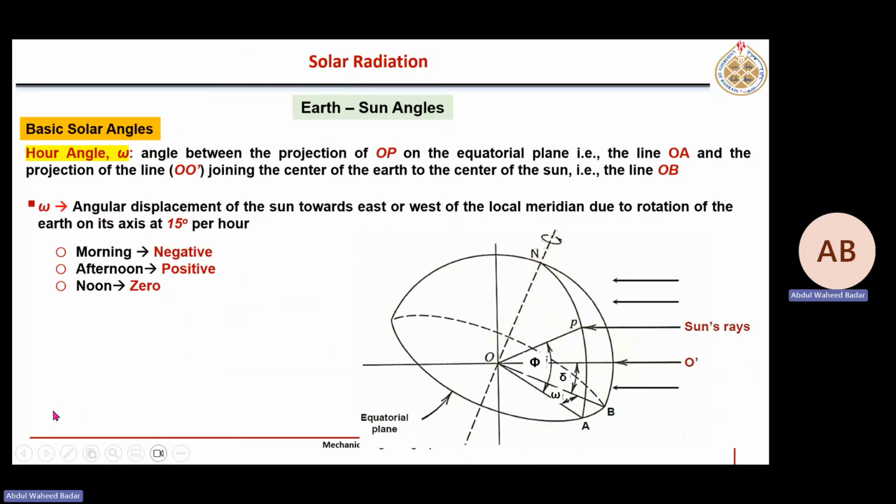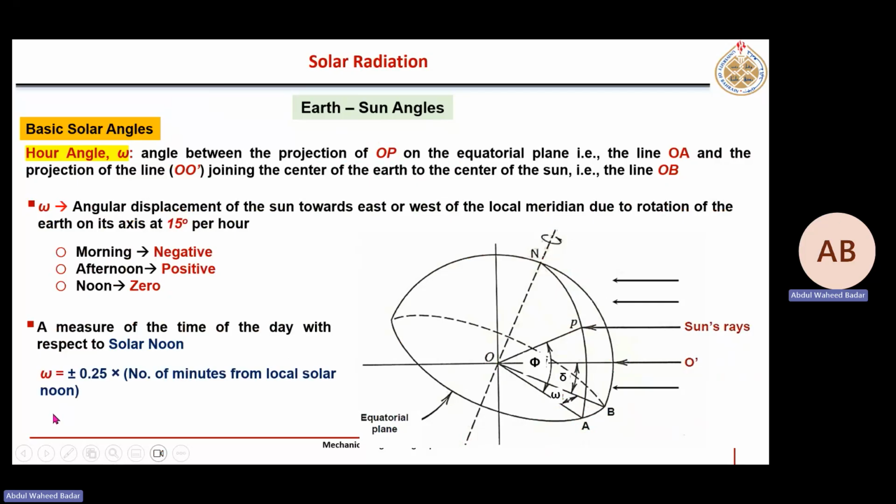Okay, so that's what I have explained. So we can calculate this omega using this simple equation: plus or minus 0.25 multiplied by the number of minutes from the local solar noon. For example, I want to find out the solar angle at 11:45. 11:45 means it is before noon, right? So you can use this one.